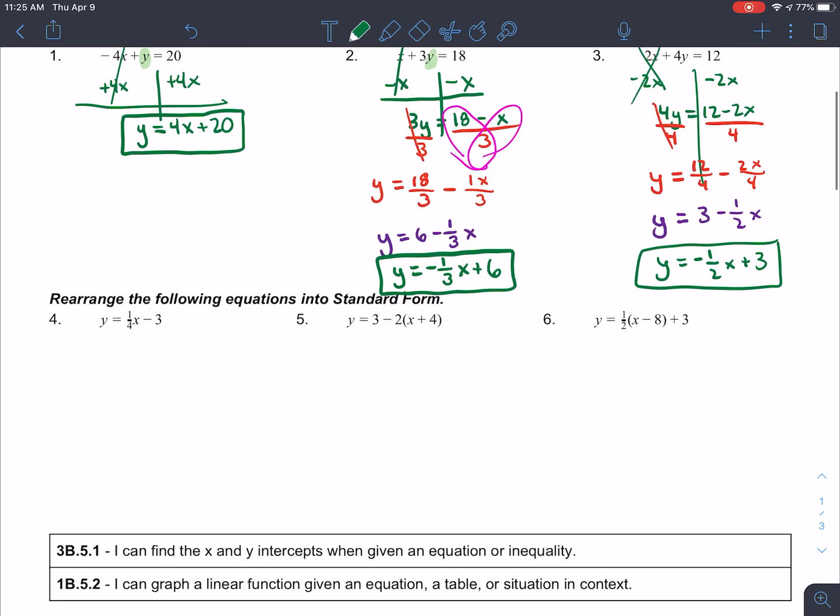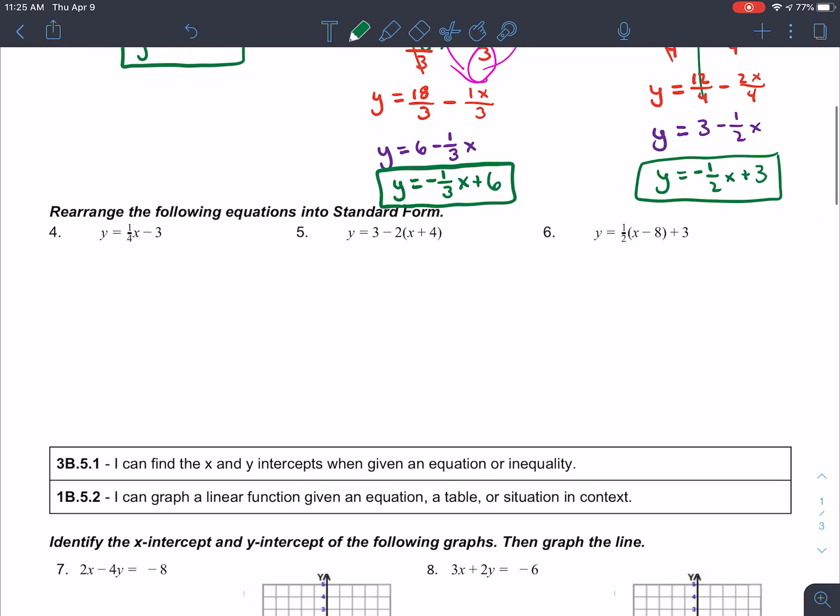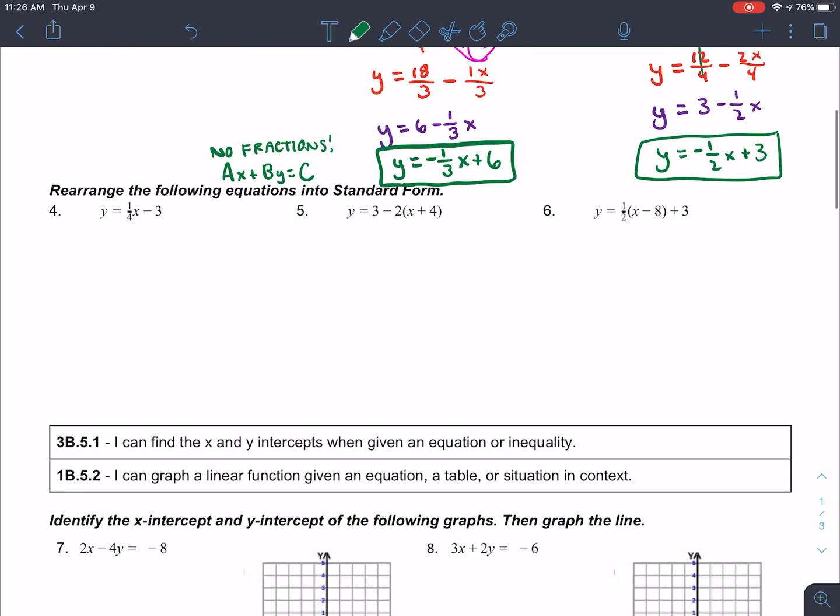Now, rearranging into standard form means I need to make it look like ax plus by equals c, and I'm not allowed to have fractions, okay? So I notice y equals 1/4 x minus 3. X is on the wrong side. I move it over. Easy enough, right?